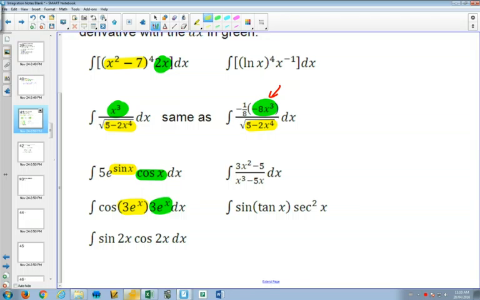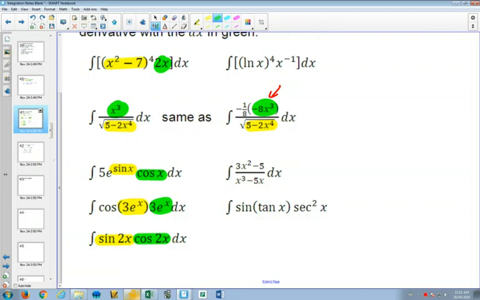The last one here, since neither one of these is inside of another function, you could choose either one to be yellow and green. And when we actually do that last one, we're going to find some interesting things can happen with it.